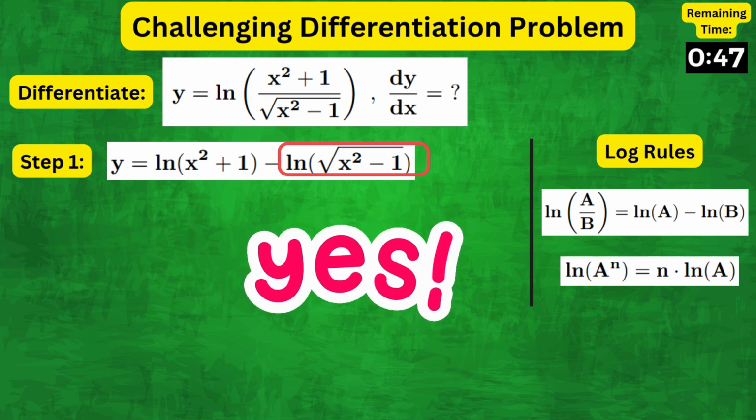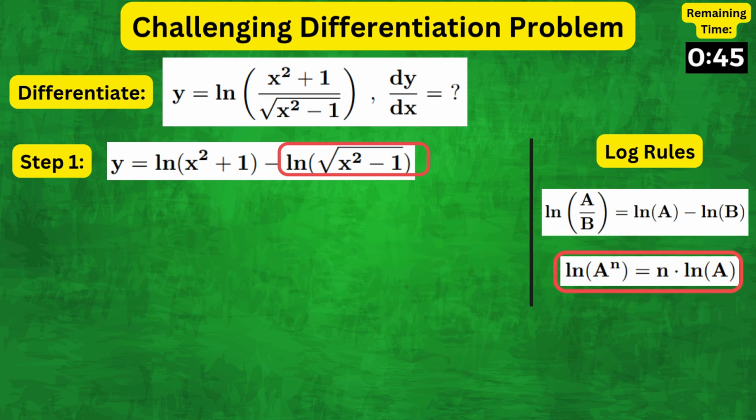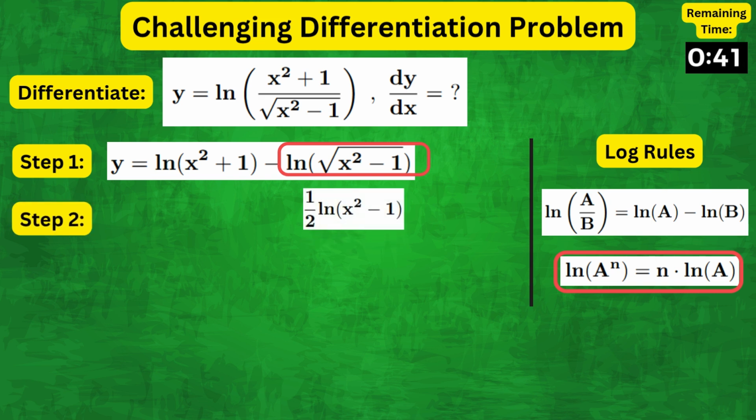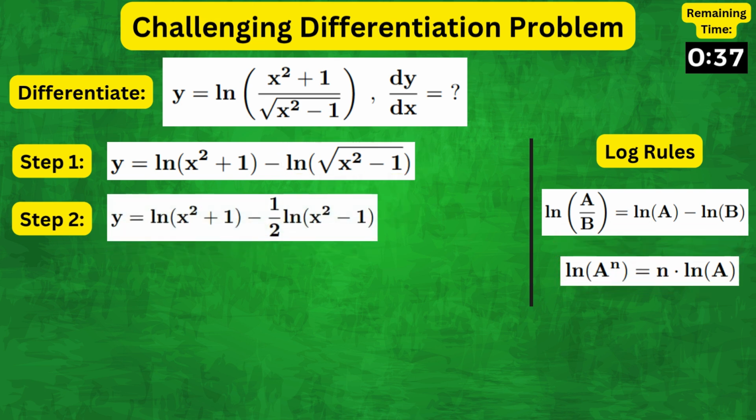That's right. We can use the log power rule to bring the power to the front and rewrite it as a half natural log of x squared minus 1. Okay, so now we are ready to differentiate.